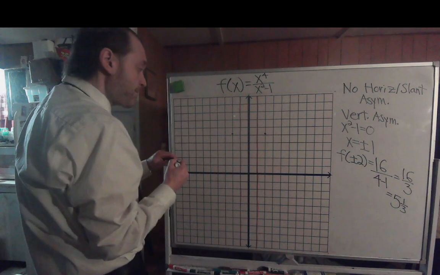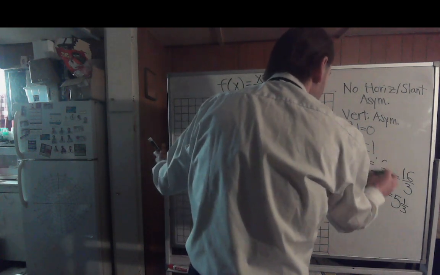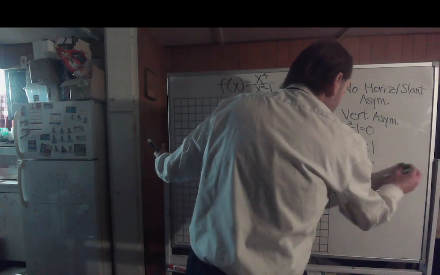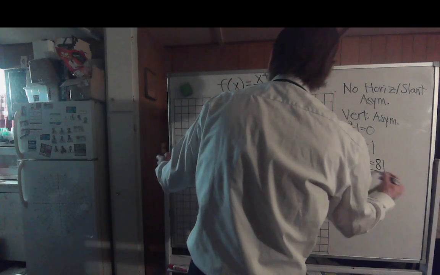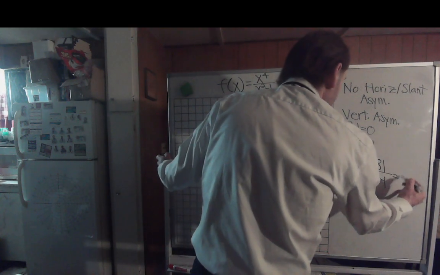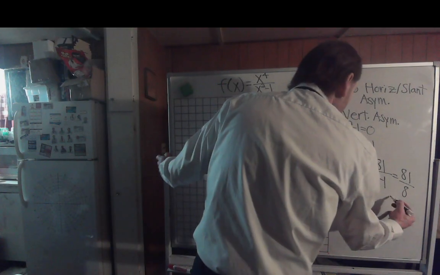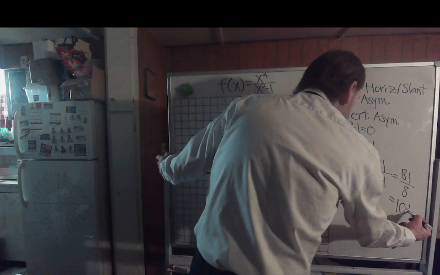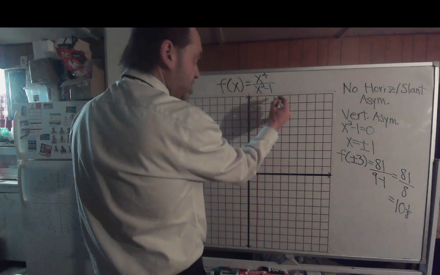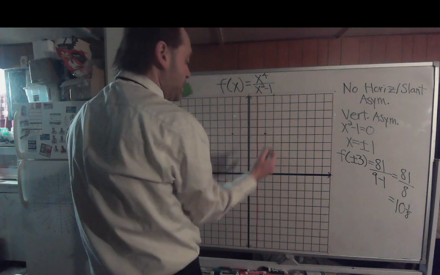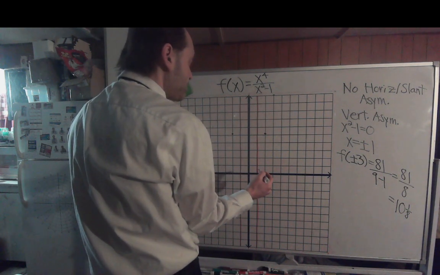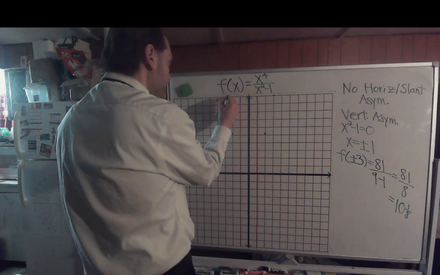Okay. Now let's do plus and minus 3. Then you would have 81 over 9 minus 1, which would be 81/8, which would be 10 and 1/8. So at 3, you're all the way to about, we'll say there. And same with negative 3.